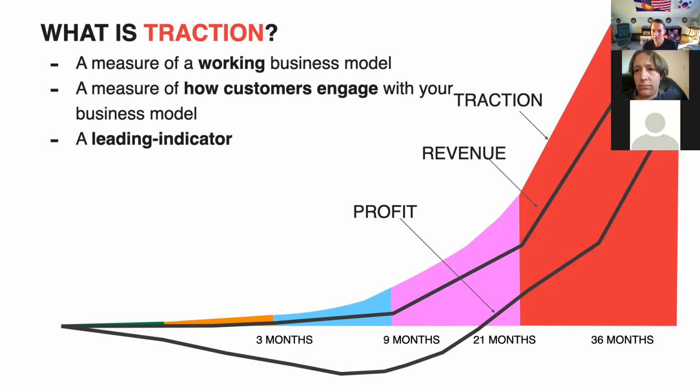You can see that profit is the lowest line. It's negative always until you start making enough revenue to offset costs. Revenue at the beginning is nothing. Traction is what you can actually create without actually needing to create revenue.